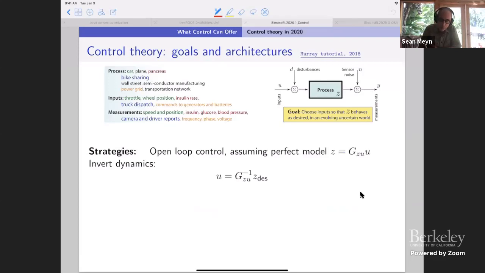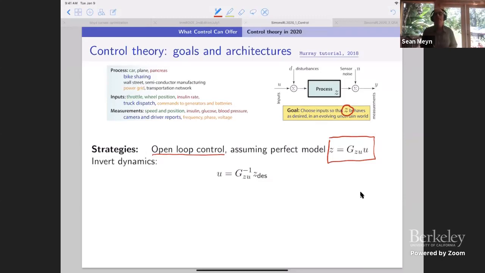So there's something you care about, Z. It could be some big vector of things you care about. And there's some operator, say, G. So it doesn't have to be a linear system. G doesn't have to be a transfer function. There's some operator that takes inputs to things you care about, and you might not measure them, and you just invert, all right? And that's what's known as open loop control.